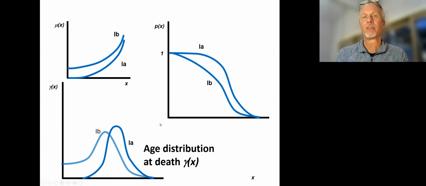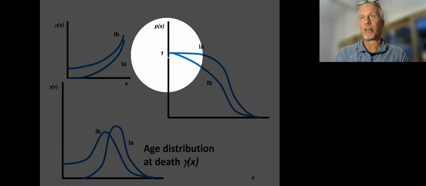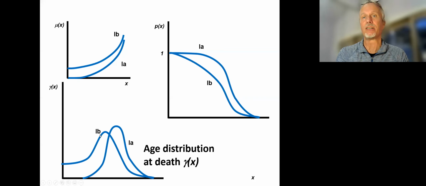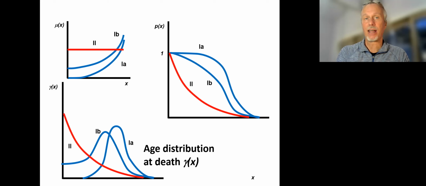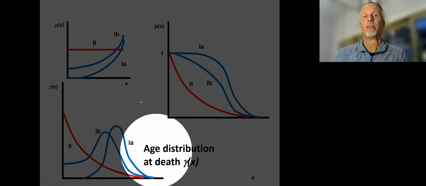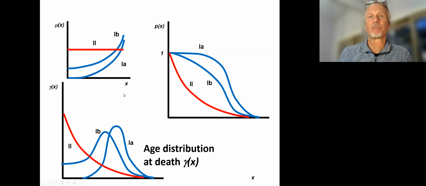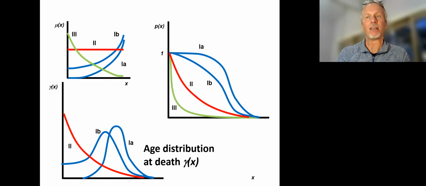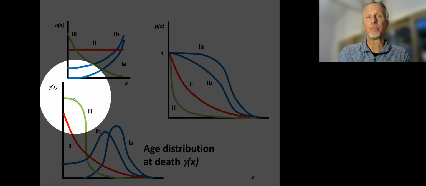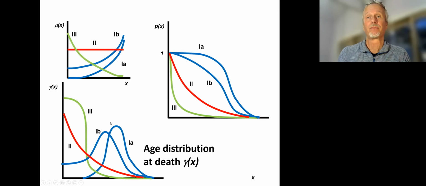In the case of 1b, we start to lose individuals even in the early stages, and so there are going to be a few individuals who have some probability of dying at the early stages. And in the case where it's flat, we are going to have an exponentially decreasing probability of survival until age X, and also the age distribution of death is going to be characterized by an exponentially decreasing function. And this is the case of a type 3 mortality rate, in which the age distribution of death is largely biased toward the early years of life.